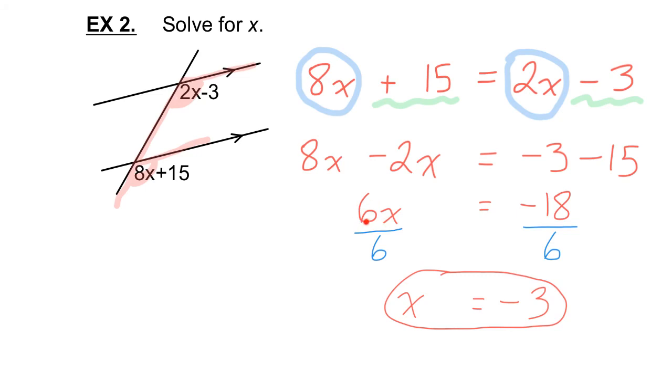Divide both sides by whatever the coefficient is on your variable. Negative 18 divided by positive 6 is negative 3. So x is negative 3.